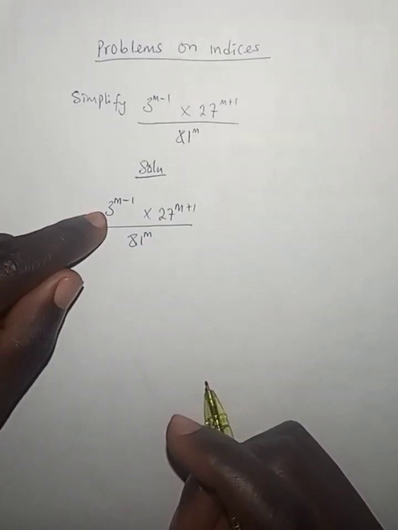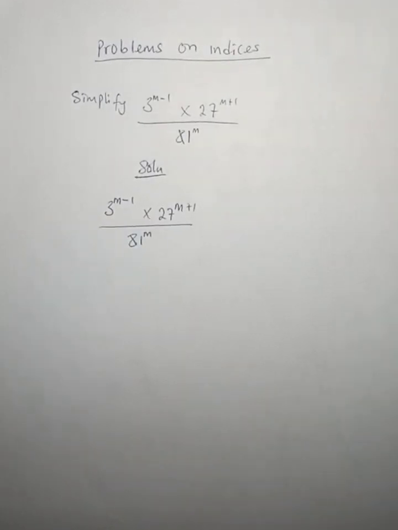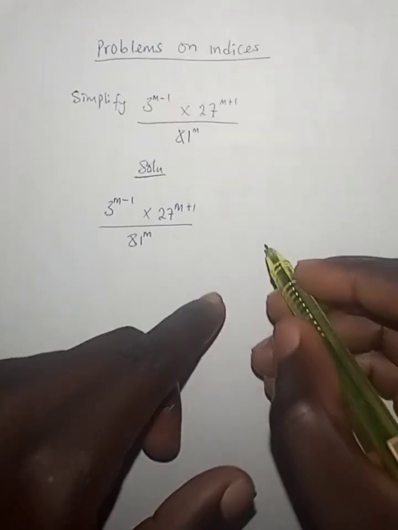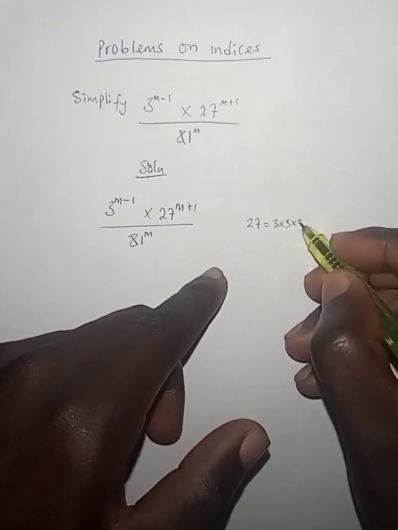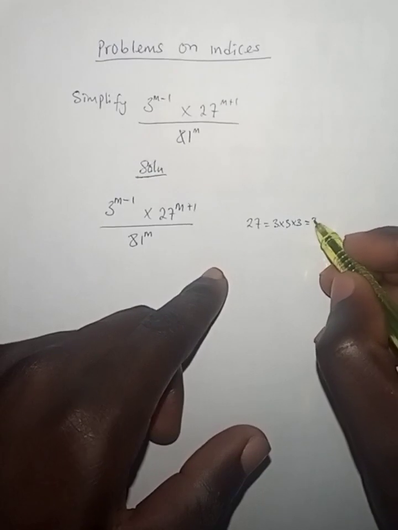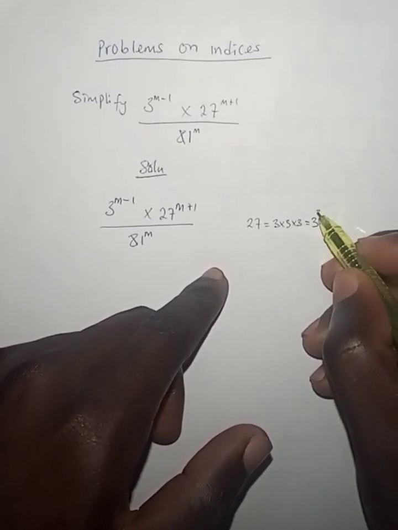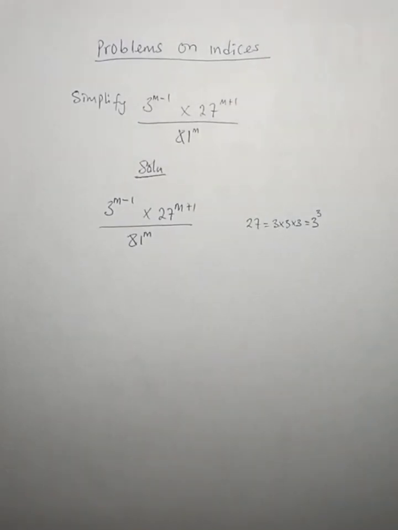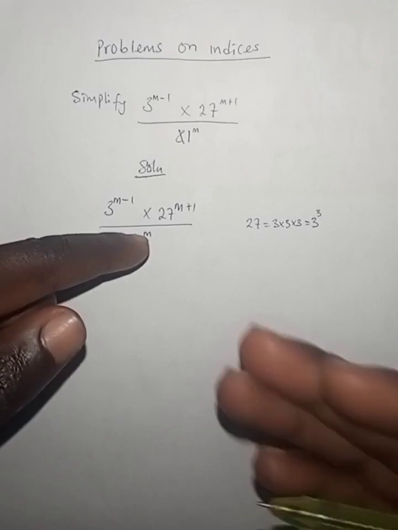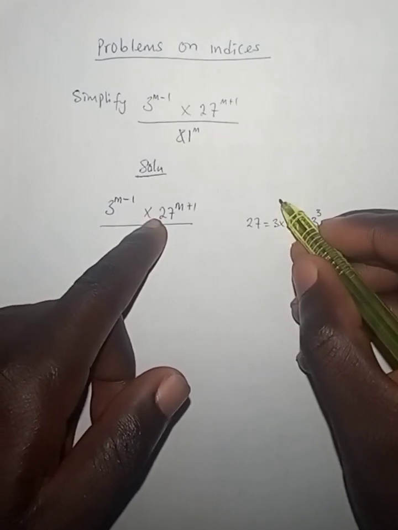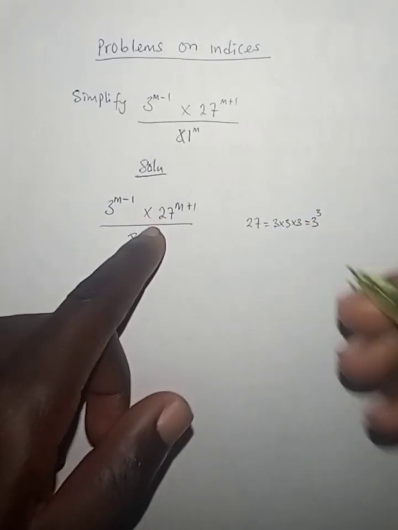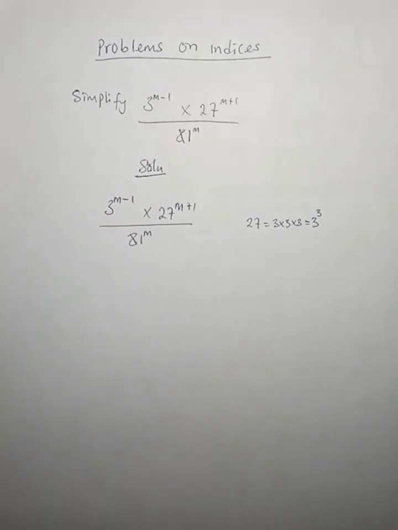27 we can make it to base 3, likewise 81. So how can we do that? We can rewrite 27 as 3 times 3 times 3, and that will be the same thing as 3 to the power of 3. So how do we come about that? We divide 27 by 3, we'll have 9. And when we divide 9 by 3, we'll also have 3. And 3 again divided by 3 will be 1. That will make it easier.